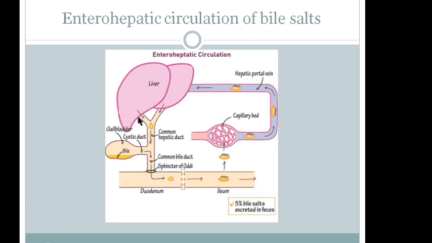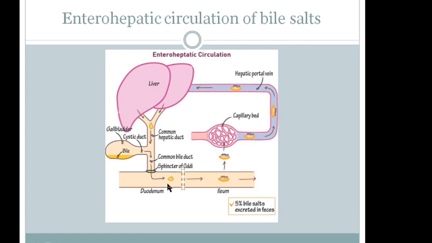In this diagram you can appreciate that in the liver there is a formation of bile from cholesterol. It enters through the right and left hepatic ducts into the common hepatic duct, then the common bile duct, and when the sphincter of Oddi is relaxed, this bile enters the duodenum, and from the duodenum into the ileum. In this ileum, 5% of bile is excreted in the feces, and 95% goes back into the liver through the hepatic portal vein. So this is called the enterohepatic circulation.